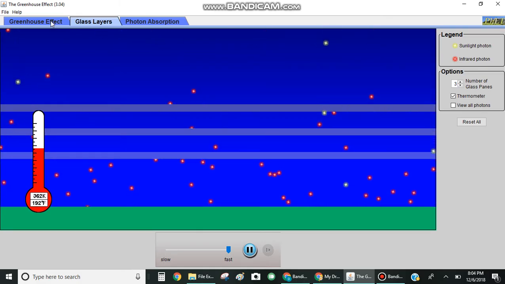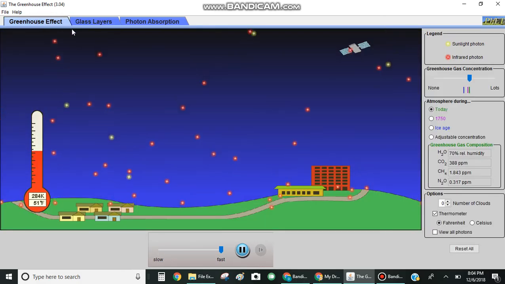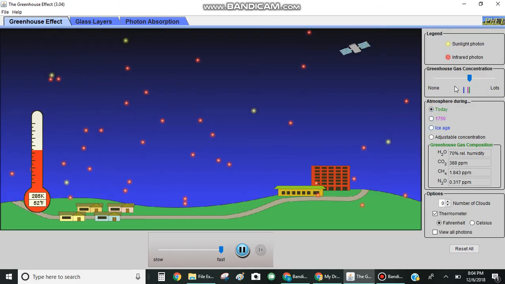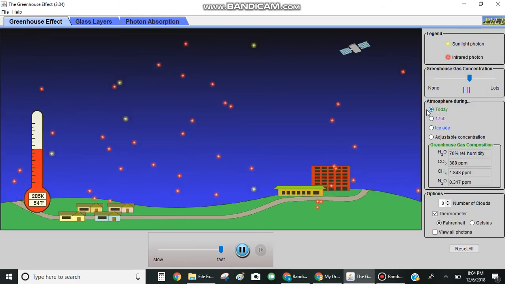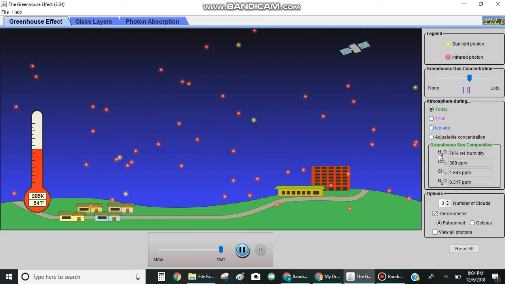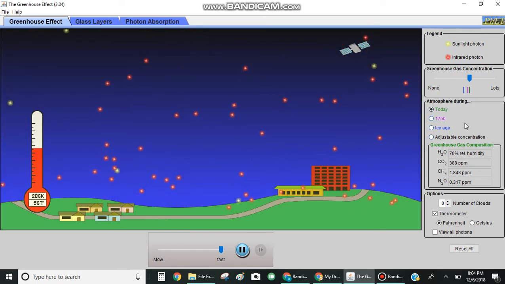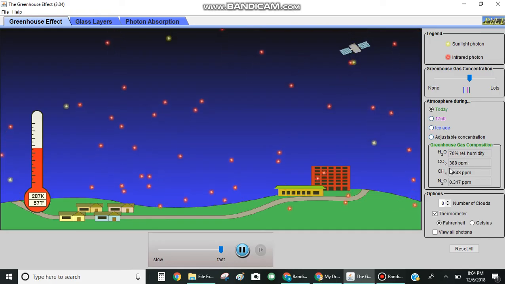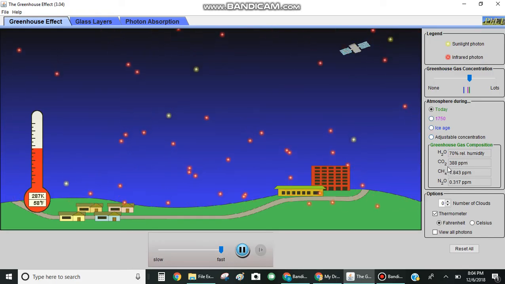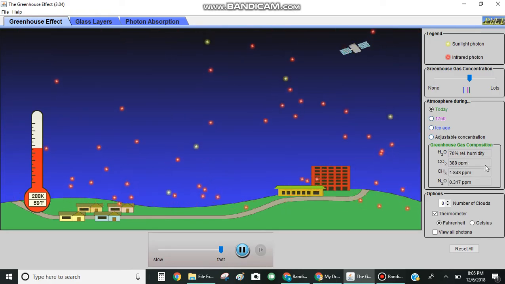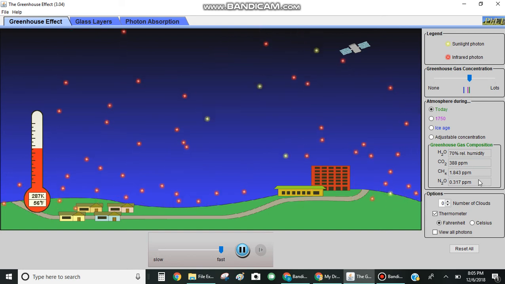The next portion of the simulation is the greenhouse effect simulation. So right now, I have this set to today, and it tells us the concentration of different greenhouse gases. This today that it talks about is actually probably about 20 years ago, because now the parts per million of carbon dioxide in the atmosphere is well over 400.